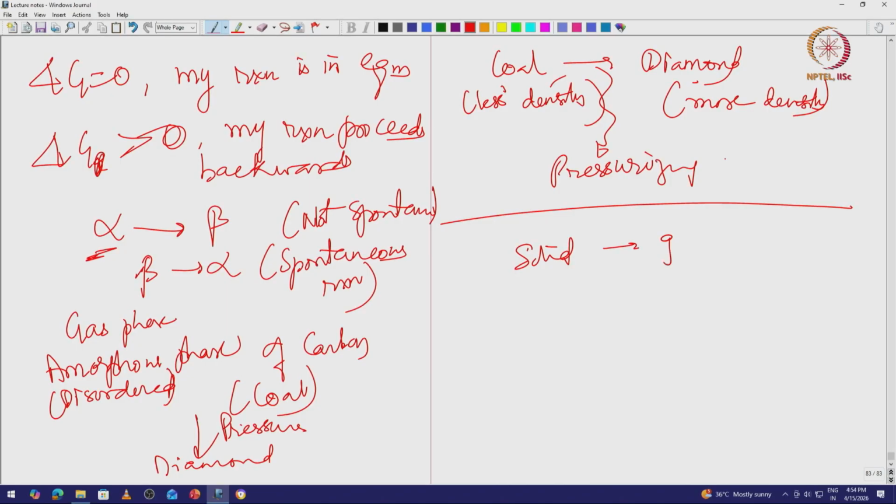Then if I want to do a reverse transformation, right. So ideally I cannot transform back to coal, because coal is a metastable state, right. But so I have solid to gas transition, right. So the way I should do this is by reducing the pressure.